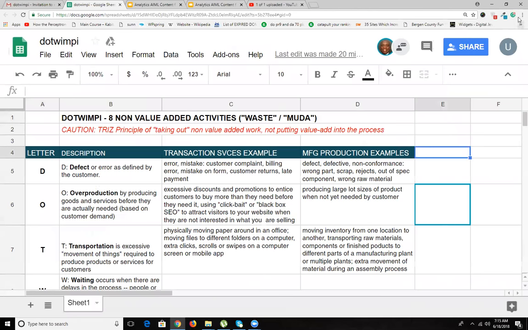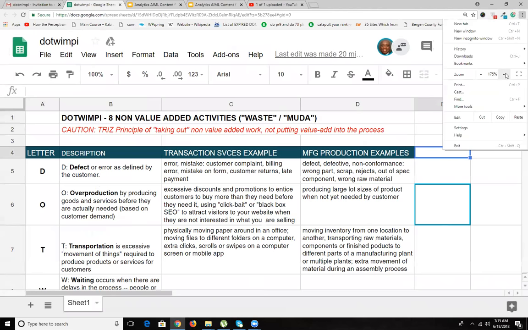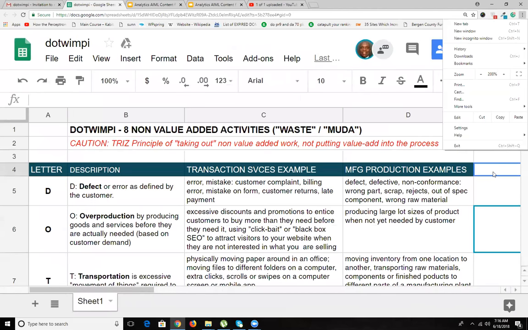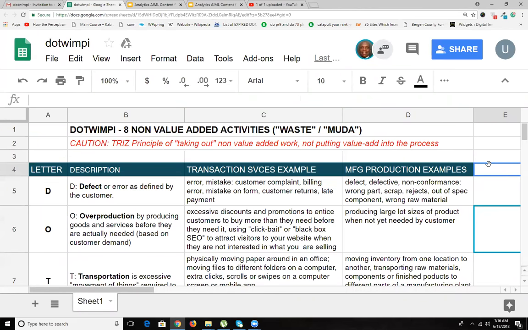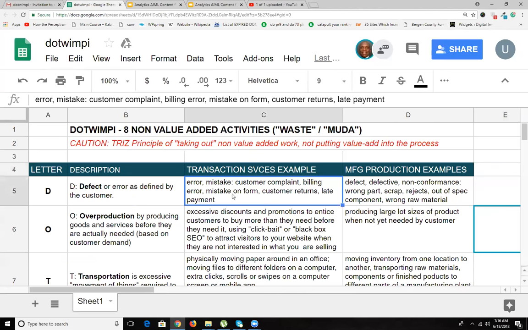So we can see a defect is an error, and it's defined in terms of what the customer defines an error as, right? The old phrase, the customer is always right, the customer is king. A transactional example would be mistakes and errors like customer complaints, billing errors, a mistake on a form, a customer return, right? Or late payment. If we look at manufacturing or production examples of defects, that could be a defective item, a non-conformance.